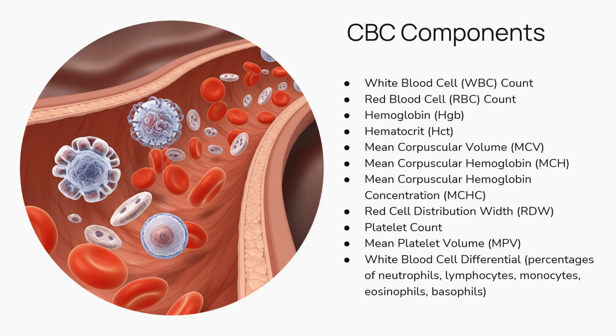capacity. The mean corpuscular volume, or MCV, calculates the average size of red blood cells, helping classify anemias as microcytic, normocytic, or macrocytic. The mean corpuscular hemoglobin, or MCH, measures the average amount of hemoglobin per red blood cell. This is important for evaluating the quality of the red blood cells. Or the mean corpuscular hemoglobin concentration, or MCHC, which reflects the average concentration of hemoglobin in a given volume of red cells, which is useful in diagnosing types of anemia.